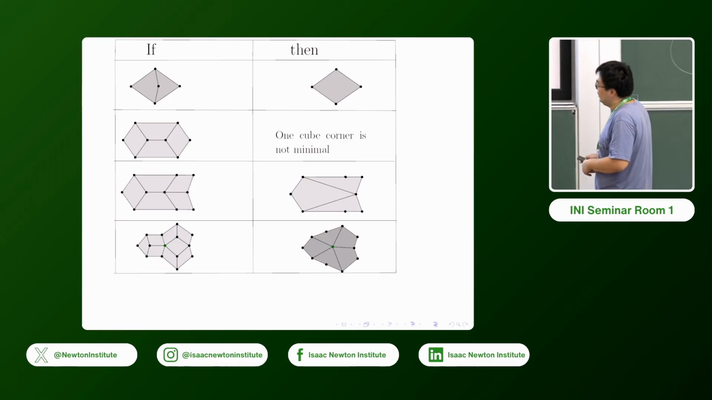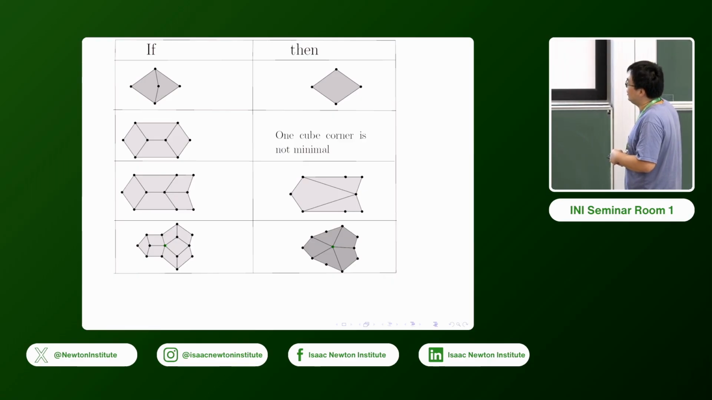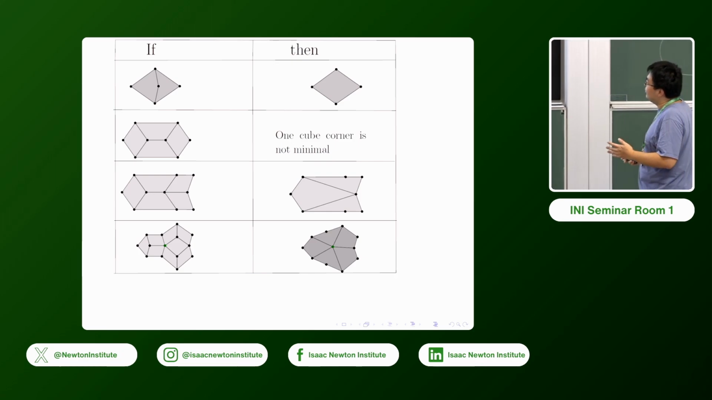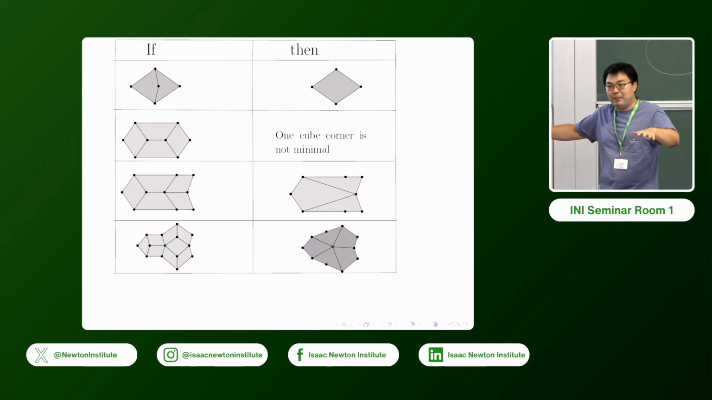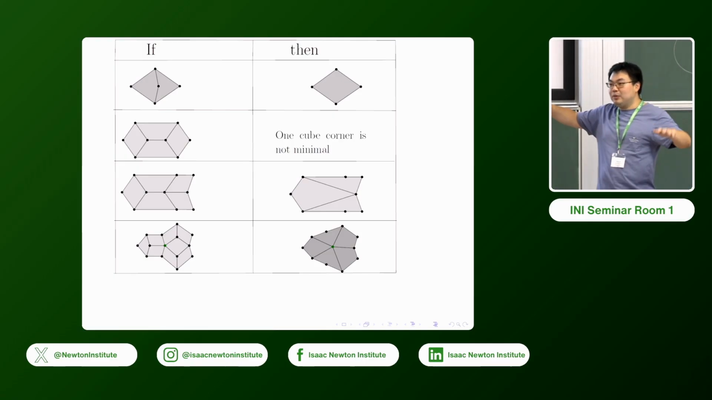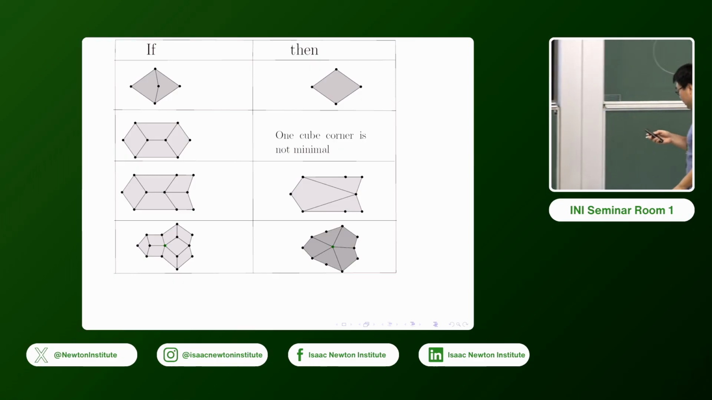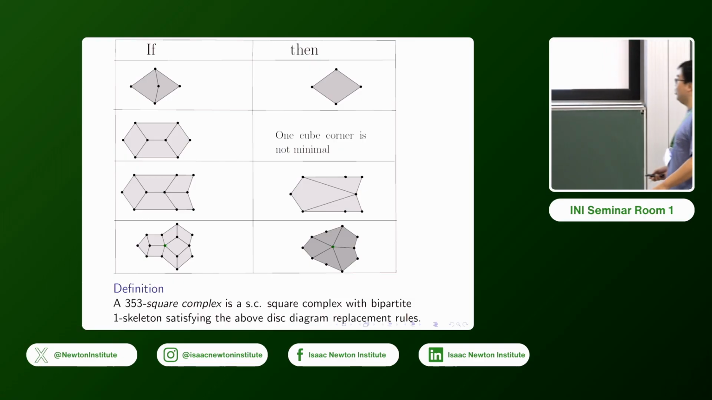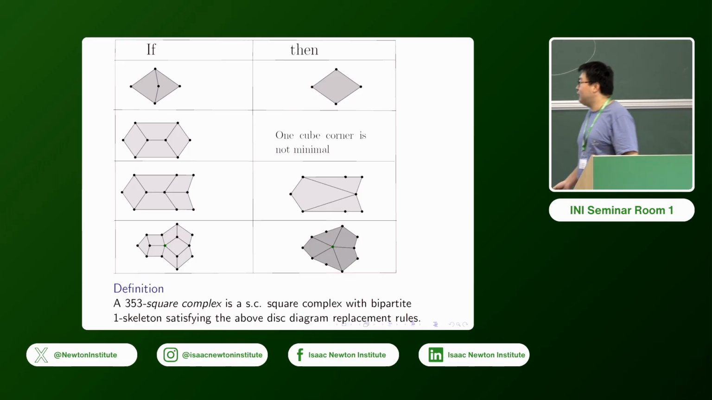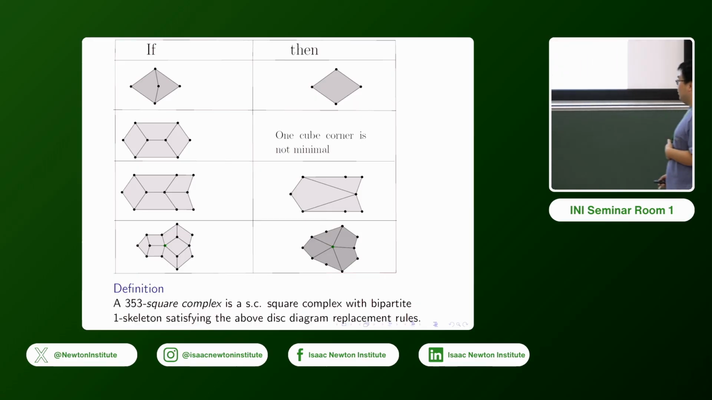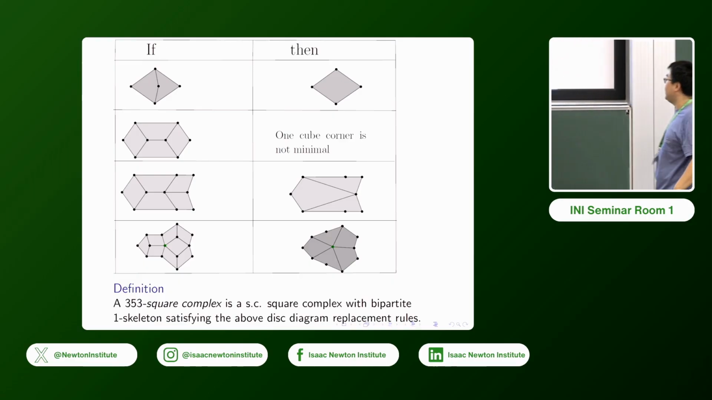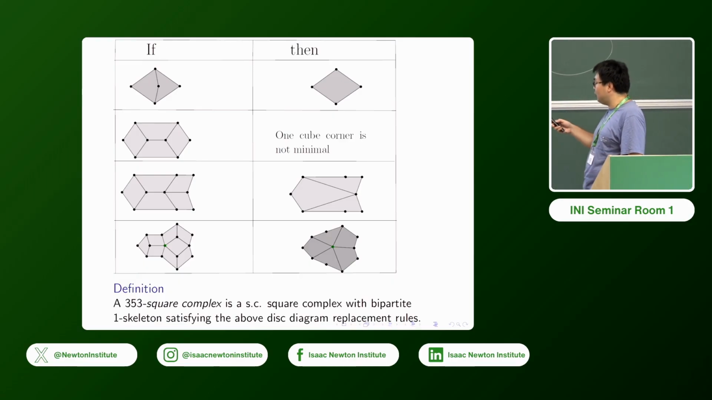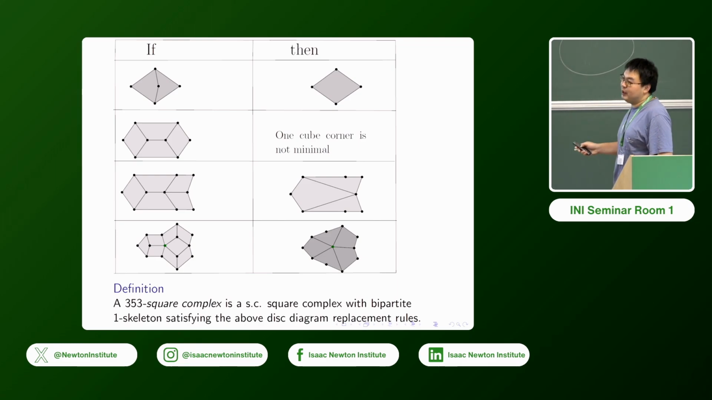And another thing is if I have a valence 5 vertex which is adjacent to too many valence 3 vertices, then we can also find some replacement. So now, basically, these are the local features which ensure that your minimal disk diagram is sort of non-positively curved, or negatively curved on average. Okay. So now, these are the features we want to axiomatize. So we say that a 353 square complex is a simply connected square complex with bipartite one-skeleton satisfying the above disk diagram replacement rules. So that means whenever you see these 4 types of disks, then you can do replacement like this.